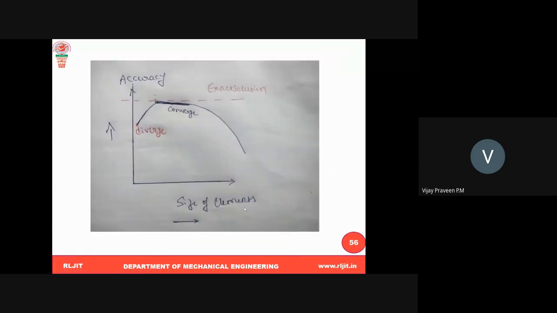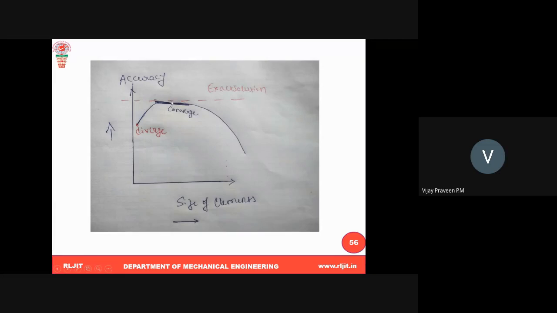And one more thing, you can see the graph here. I have given a graph here. Can you tell me what this graph is showing? The y-axis is the accuracy, and the x-axis is the size of the element, and the exact solution is here. Now, as the size of the element increases, what happens to the result accuracy? It decreases. As the size of the element decreases, the results almost converge to the exact solution.